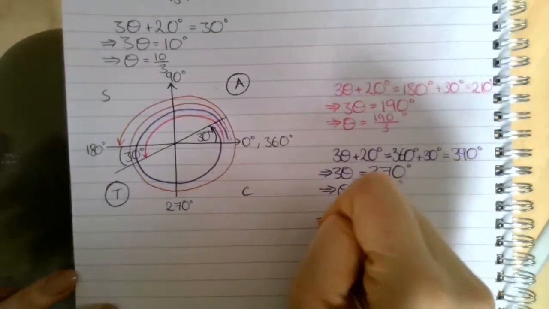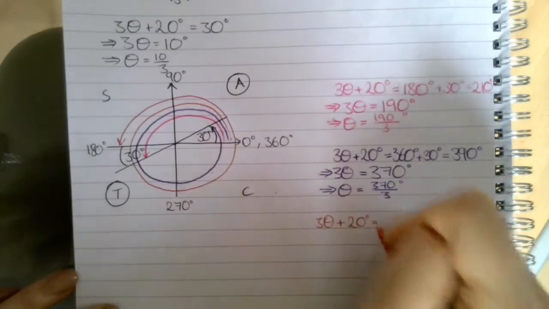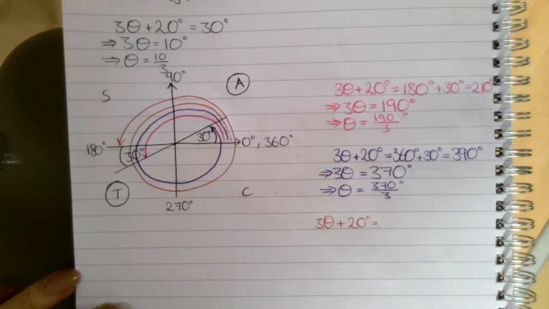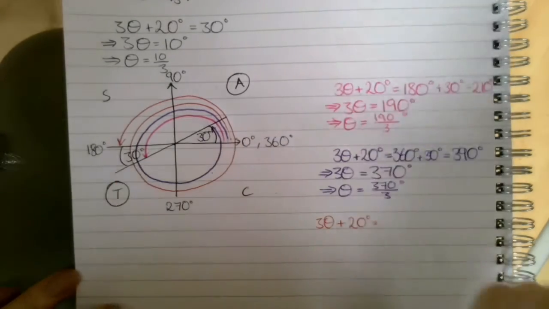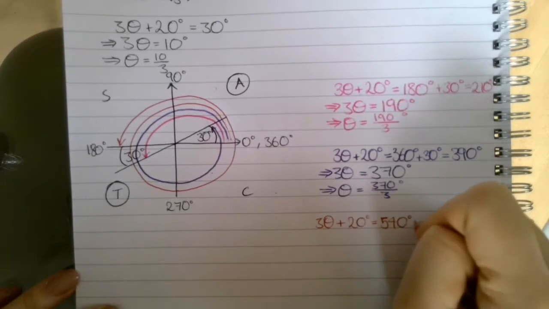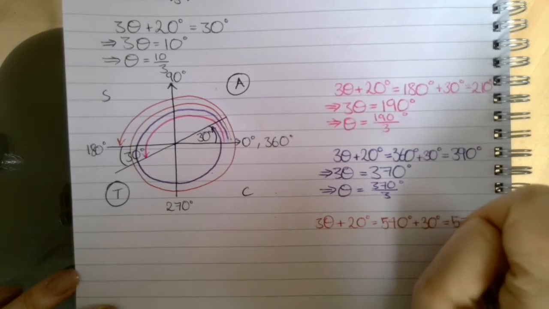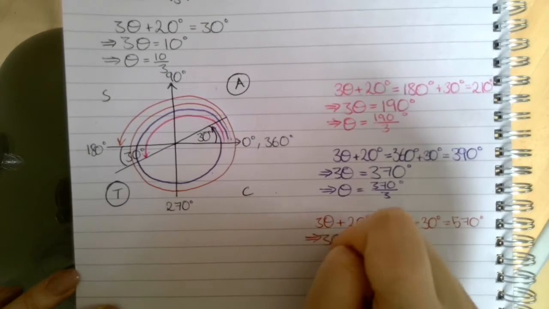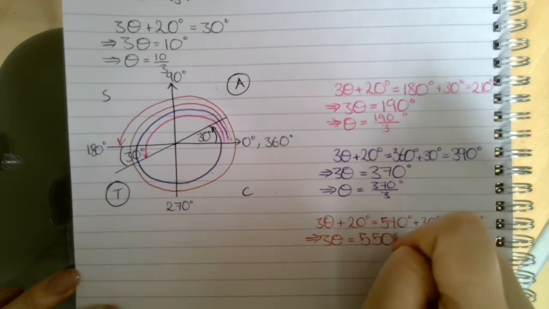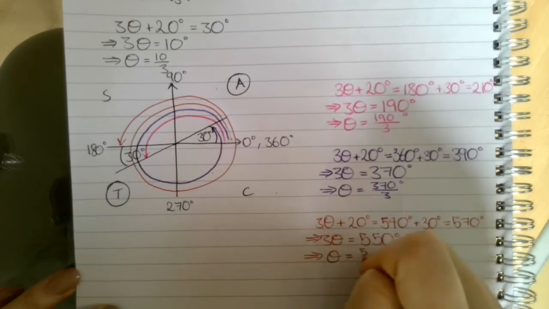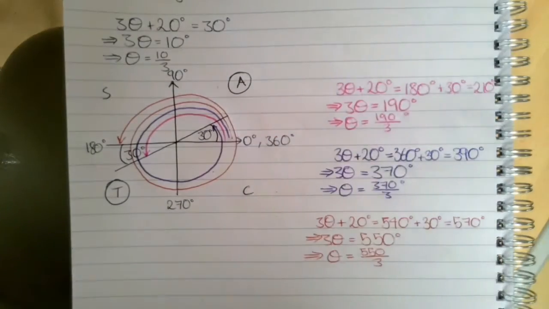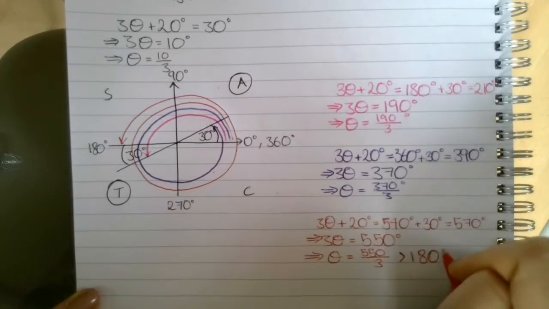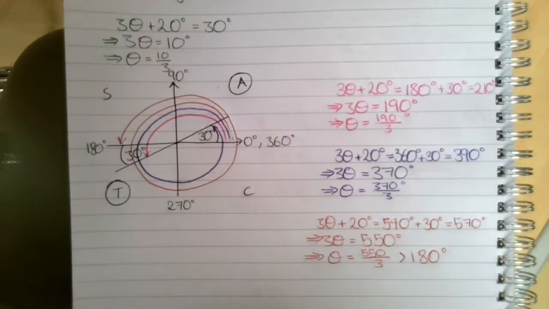Okay, so for this one, we've got 3 theta plus 20 is equal to 360 plus 90, which is 450, add 90 again, 540, plus 30, which is 570, so 3 theta is equal to 550, and theta is equal to 550 over 3. Now that is actually greater than 180, so we do not use that value of theta.